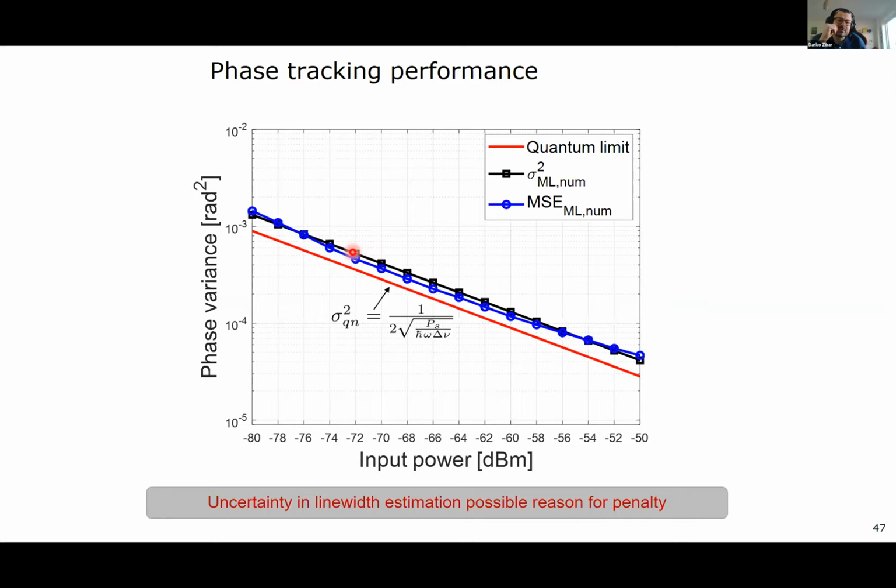So what this shows is that by using this phase estimator, you can operate very close to the quantum limit. The reason for the discrepancy here is that this limit has been derived for very small phases. But it shows that this is a very accurate method. It's very close, a couple of dBs from the quantum limit.